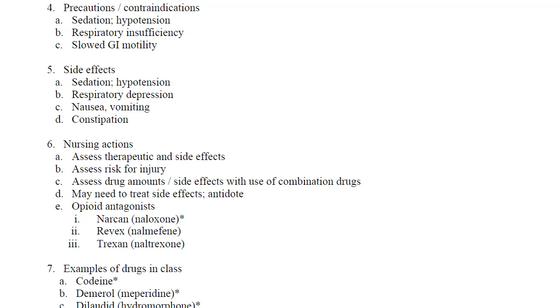Some precautions include sedation, hypotension, which can decrease the blood pressure, respiratory insufficiency due to respiratory depression, and slowed GI motility. Some side effects include, again, sedation and hypotension, respiratory depression, right? Patient not being able to breathe, nausea, vomiting, constipation, right? Because of the slowed GI motility. So this is going to be one of the most common complaints, especially after administering opioids or being on opioids for long term.